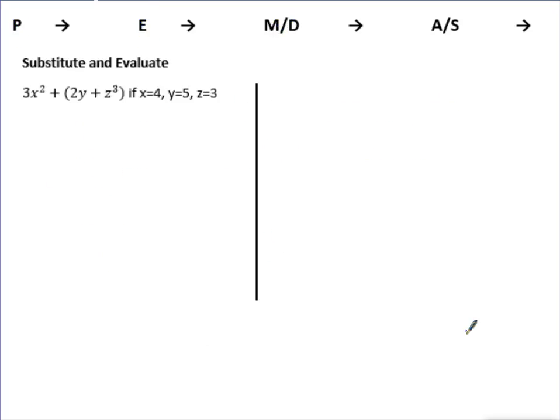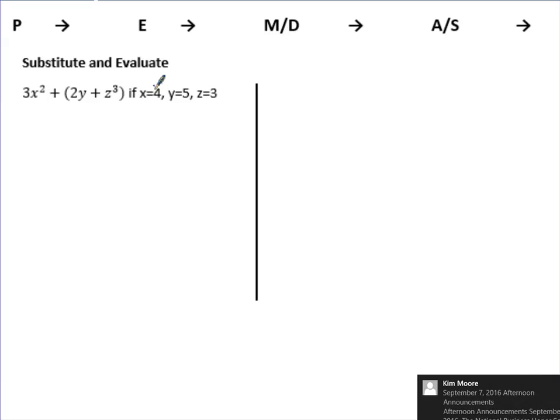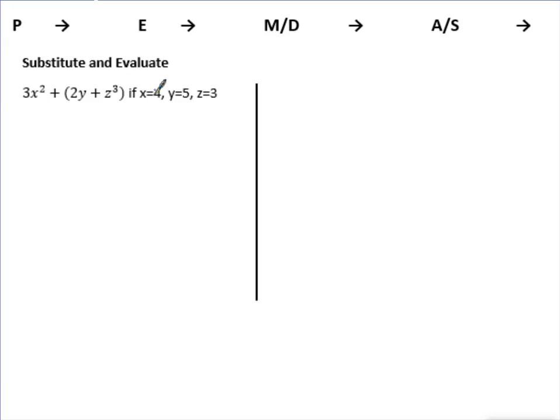Our next example says to substitute and then evaluate. So evaluate is what we did in the last problem. This time we have to substitute first and then evaluate. I have an expression here that has variables in it, x squared, y, and z to the third. If I don't have values for those numbers, I can't evaluate. I can't figure out how much it's worth. So they give me values. They tell me that x is equal to 4, y is equal to 5, and z is equal to 3.